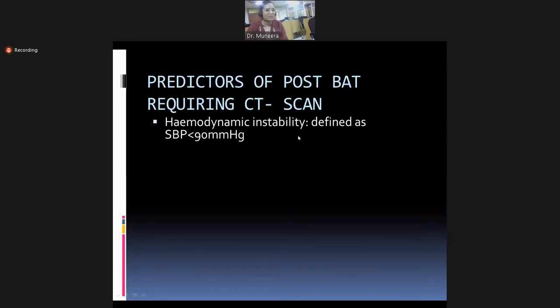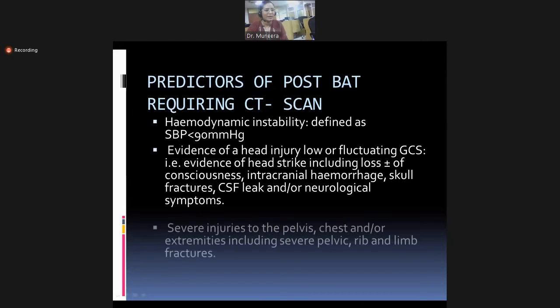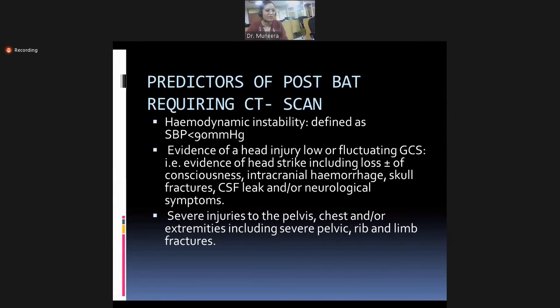Evidence of head injury, low or fluctuating GCS, that is evidence of head striking, including loss of consciousness, intracranial hemorrhage, skull fractures, CSF leak, or neurological symptoms. Severe injuries to the pelvis, chest, or extremities, including severe pelvic, rib, and limb injuries, that is the polytrauma patients, and a low hemoglobin level, less than 30%, is an indicator, right?